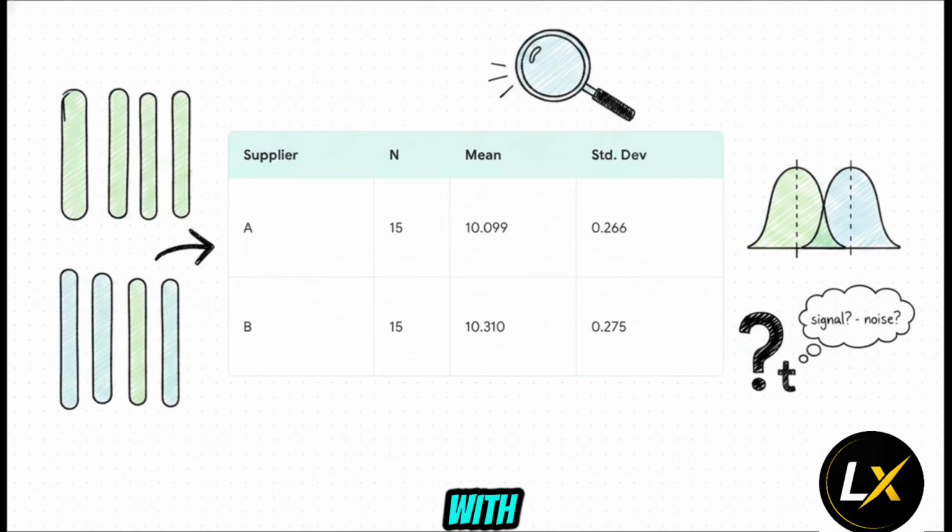Supplier A comes back with an average length of 10.099, supplier B, 10.310. The standard deviations are pretty much identical, right around 0.27. Now, if you were just relying on simple averages, you might immediately jump up and say, supplier B's materials are definitely longer. But hold on, remember our earlier chat? Is that incredibly tiny 0.2 difference a real signal, or is it just the sampling noise of 15 random items? We need the 2-sample t-test to tell us for sure.